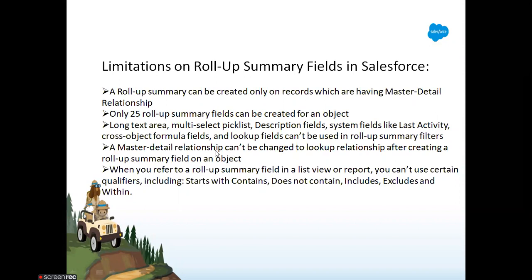A master detail relationship cannot be changed to a lookup relationship after a roll-up summary is created. That means we can convert lookup to master, and we can convert master back to lookup. But once you create a roll-up summary, then you are not allowed to convert from master to lookup, right? So we are going to do one demo for that.